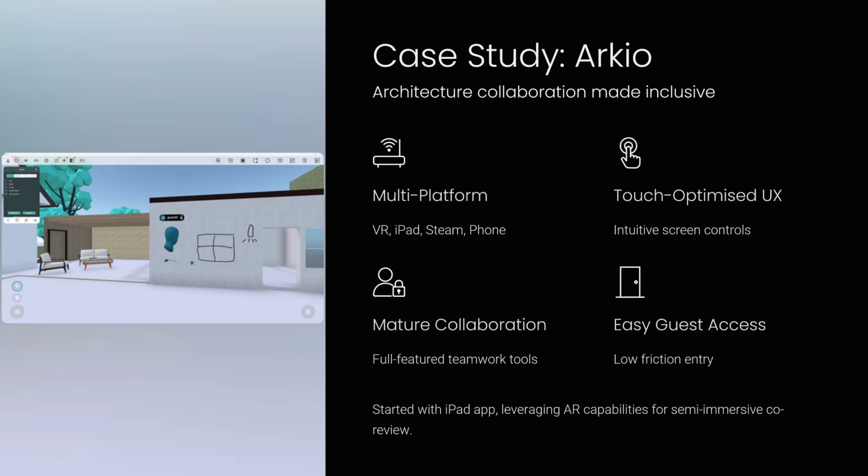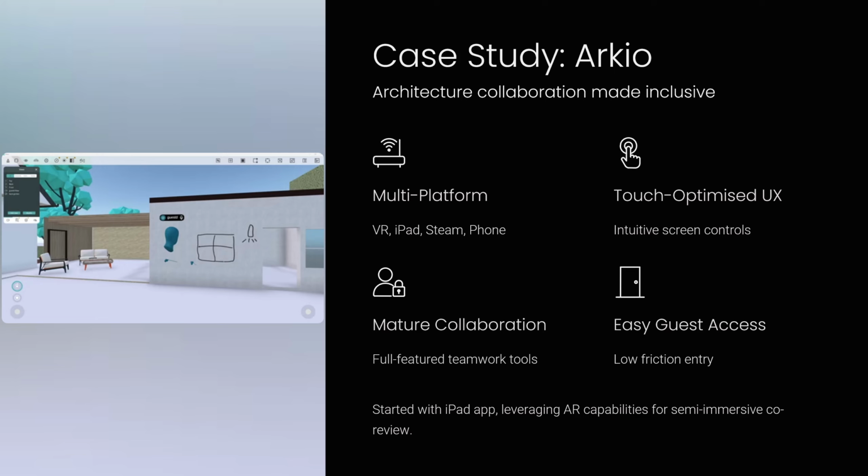What that means is that the iOS app has got proper touchscreen optimized UX. So it's a normal single finger to rotate, two fingers to zoom, two-finger drag to pan. And that is the best way for non-native 3D people to experience a 3D model. There's no other easier way that I know of.